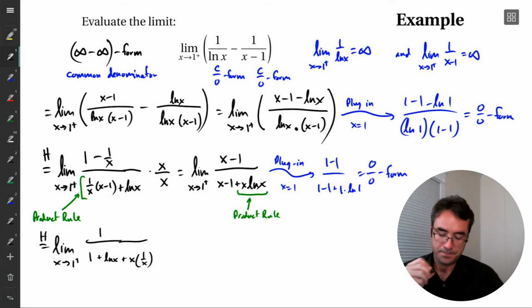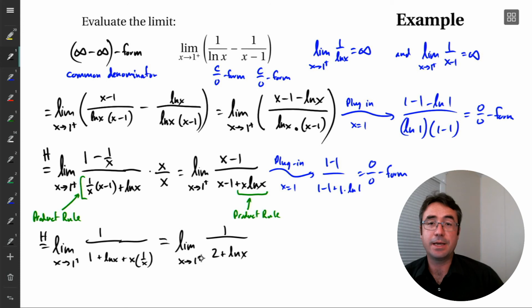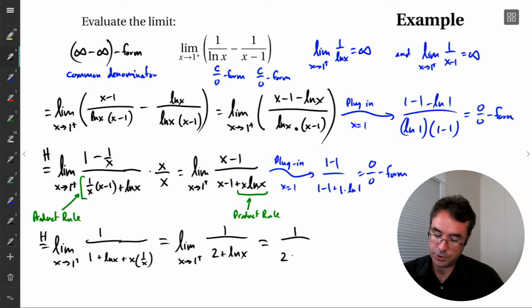All right, so let's simplify this. And there's not too much we need to do, but I have this x times 1 over x. Let's cancel those out. And so x times 1 over x is just going to be 1. And I'll add it to this one here. So we're going to have 2 plus natural log x. And now we have this brand new limit to work with. Let's try plugging in again. We plug 1 in. And we get 1 over 2 plus natural log 1. Natural log of 1 is 0. So we end up with 1/2.